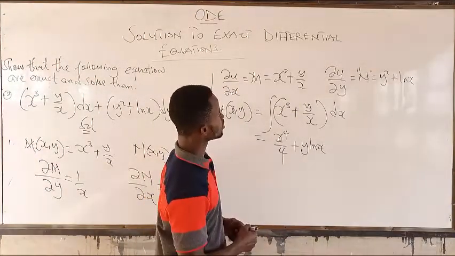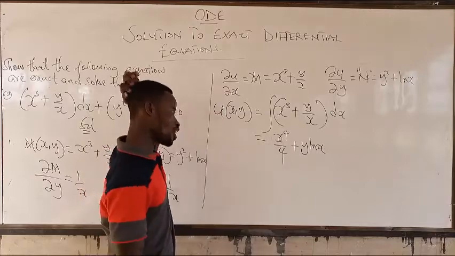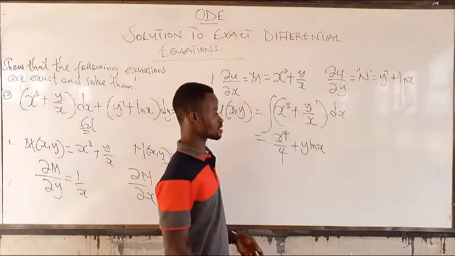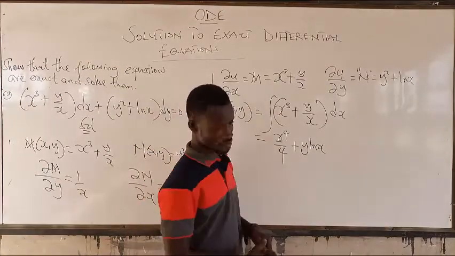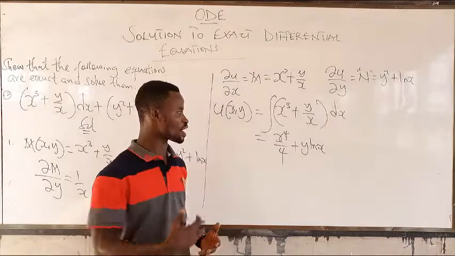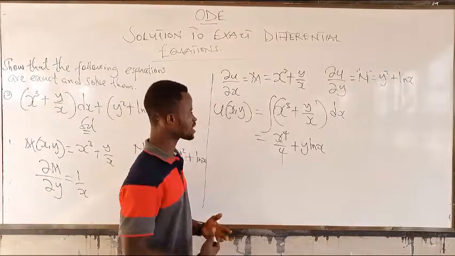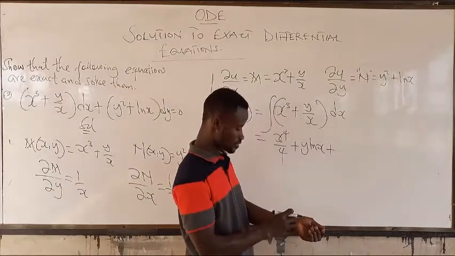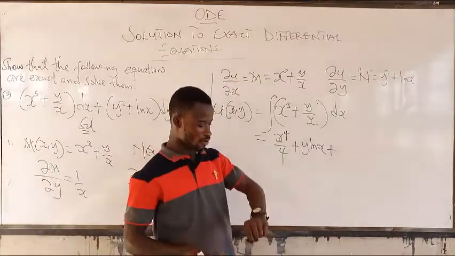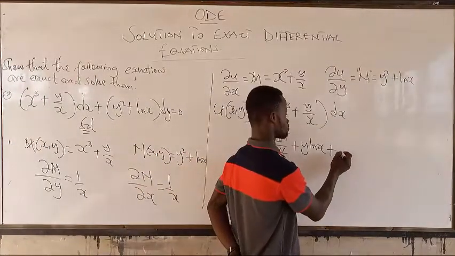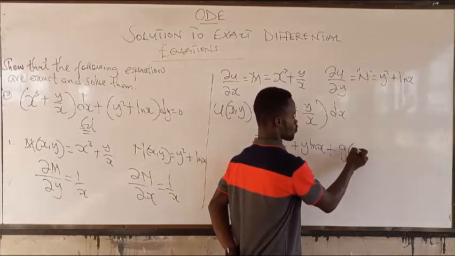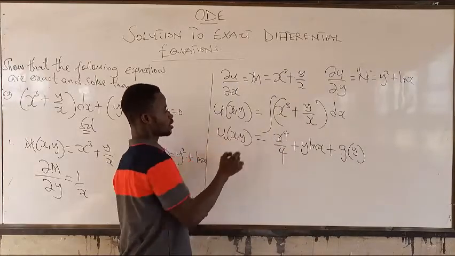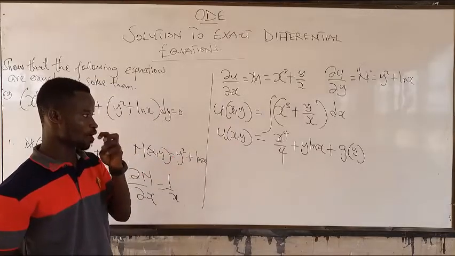Time for us to be confused. Because the constant is y, we can bring the constant out and integrate 1 over x, and that is y ln x. Very good. Now, anytime after integration, we add plus c, but here we are saying that we are treating y as constant. So our constant here is going to be g of y. So this is u of x, the function of u in terms of x and y.